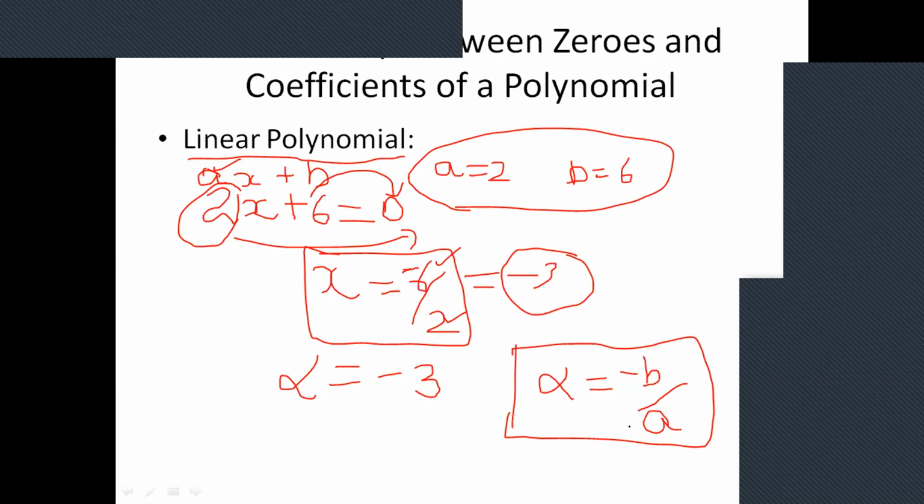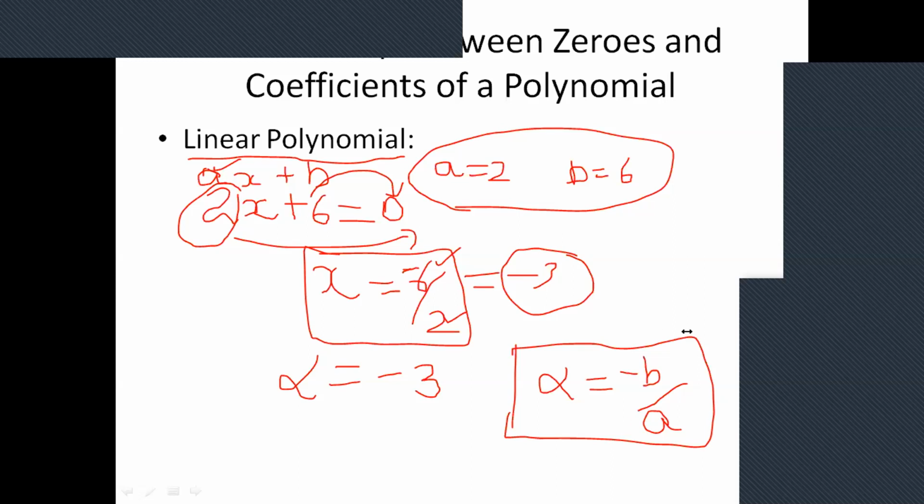Somebody asked what happens if the linear polynomial is in two variables. When it comes to a linear equation in two variables, I hope you remember from your classes last year that it has infinitely many solutions, correct?